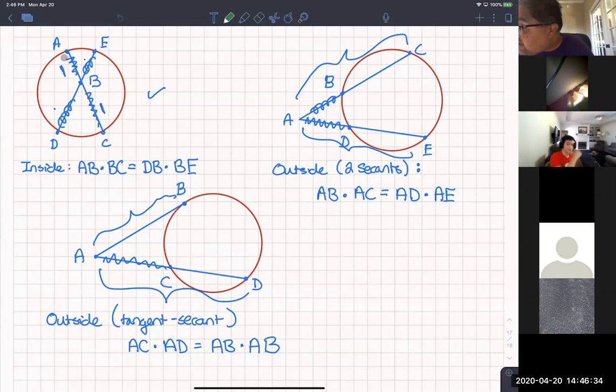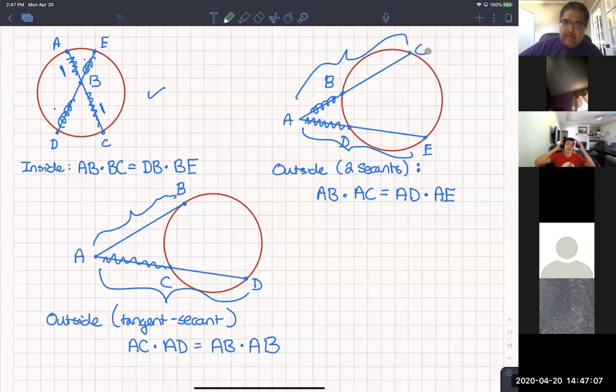So if we have 2 chords intersecting on the inside, the relationship is this piece times the piece next to it is equal to this piece times the piece next to it. So that's with 2 segments intersecting on the inside. The next relationship is when we have 2 secants intersecting on the outside. The relationship is the segment from the intersection point to the circle times the entire segment is equal to the part to the circle times the entire segment.